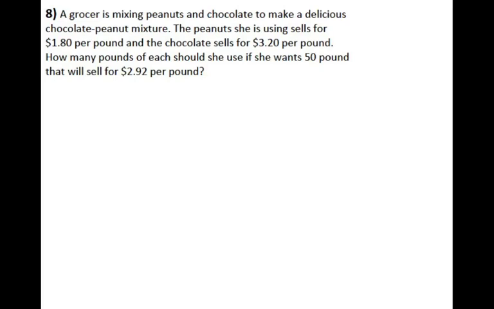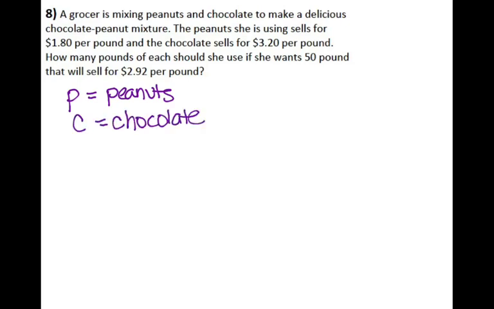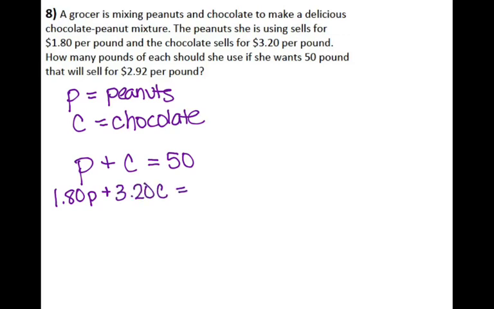So I'm going to let P represent peanuts and C represent chocolate. And I want a 50-pound mixture, so if I take my pounds of peanuts plus my pounds of chocolate, that should equal 50 pounds. And then the peanuts are $1.80 per pound, and the chocolates are $3.20 per pound. And I want a mixture that is $2.92 per pound, and I am doing that for 50 pounds.